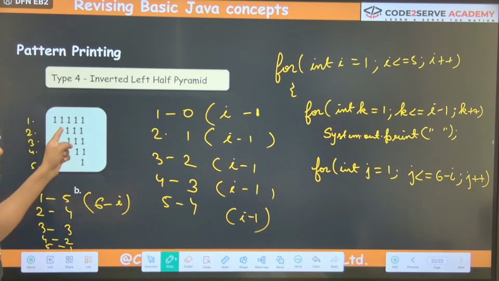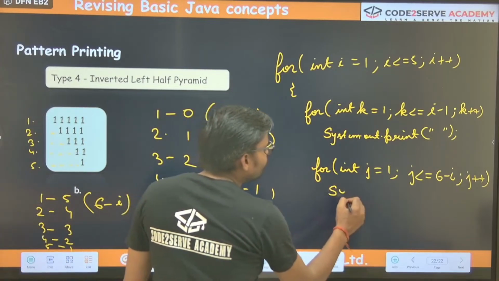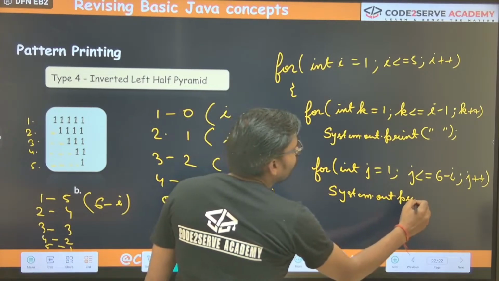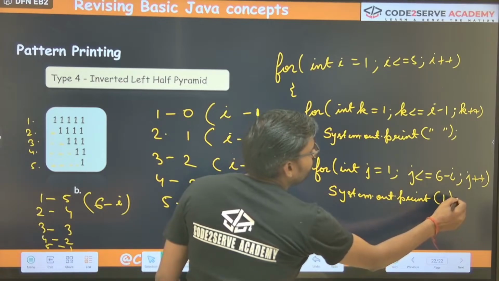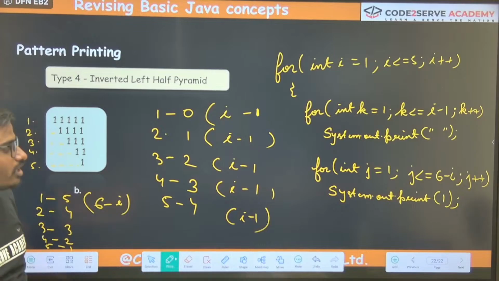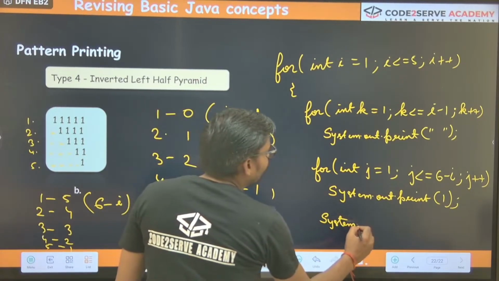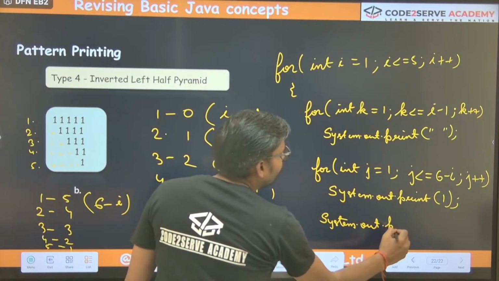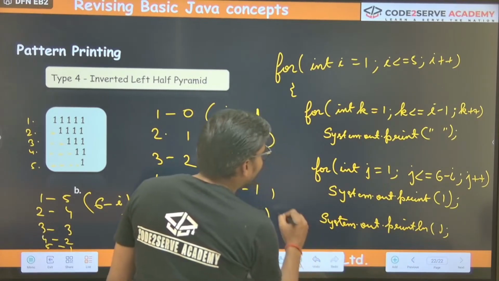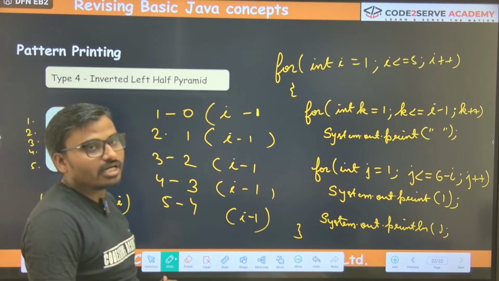Now, you see over here, what you have to print? You have to print 1. So directly you can write System.out.print 1. And after writing all this part, when the J loop is executed, then you are going to change the line: System.out.println. Got it? So this was the complete pattern printing topic that we need to cover.